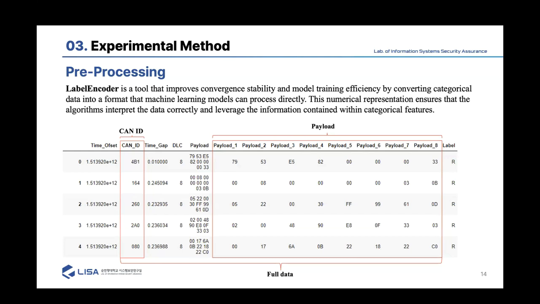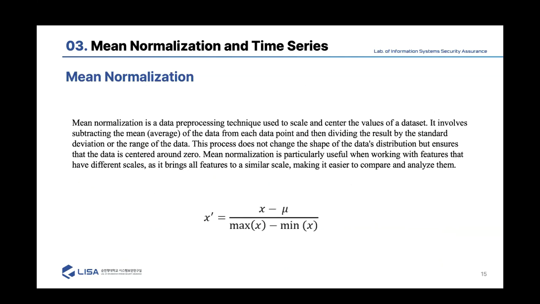We used the label encoder, a tool that improves stability and model training efficiency by converting categorical data into a format that machine learning models can process directly. This numerical representation ensures that the algorithm interprets the data correctly and leverages the information contained within the categorical features. And the second one is mean normalization.